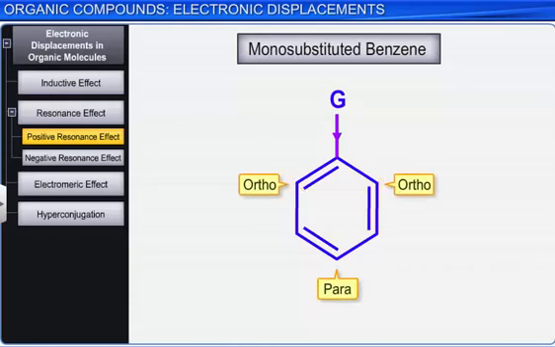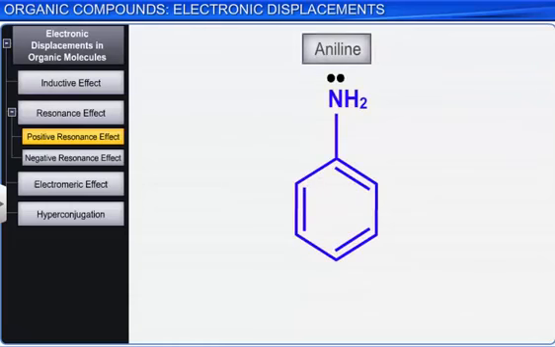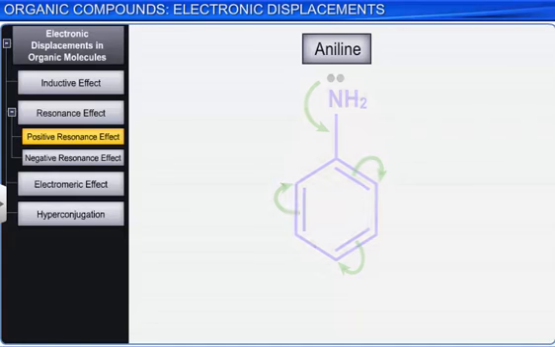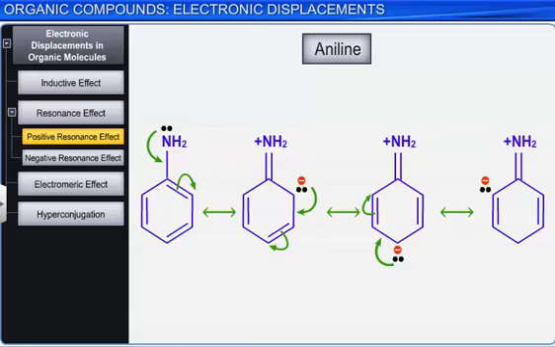For example, in aniline, due to the conjugation of lone pair of electrons on the nitrogen of the amino group with the pi electrons of benzene, the electron density is increased at the ortho and para positions as shown here.